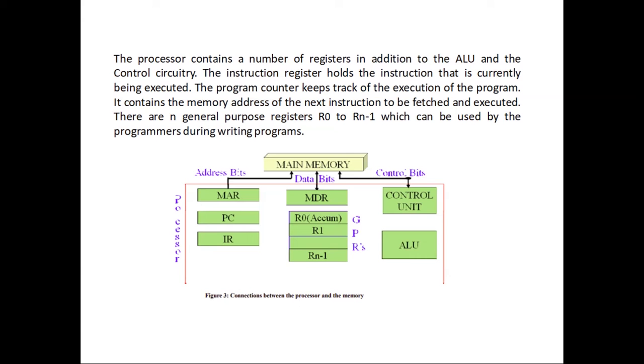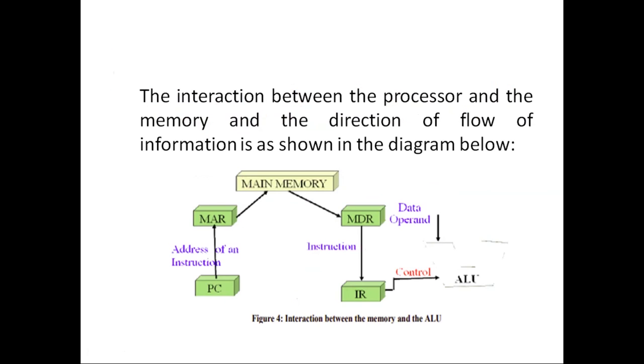There are n general purpose registers, R0 to Rn-1. You can see it in the middle, R0 to accumulator to Rn-1. These are the general purpose registers which can be used by the programmers during the writing operations. So like that, these are the various registers we'll be using.